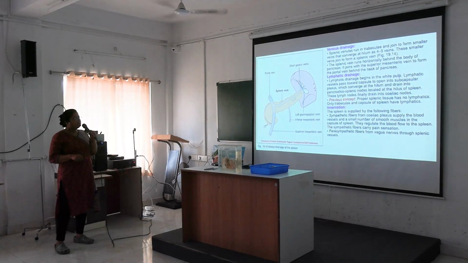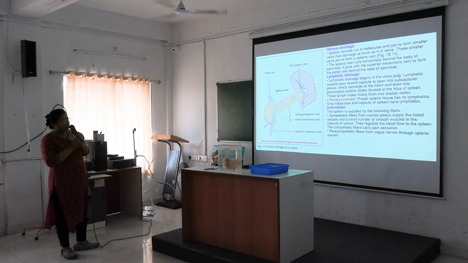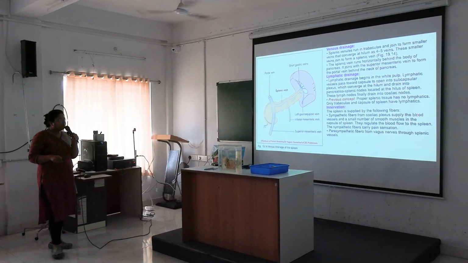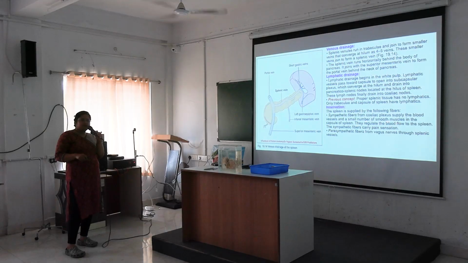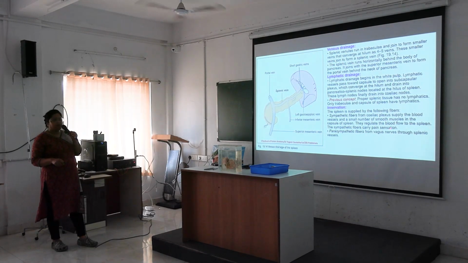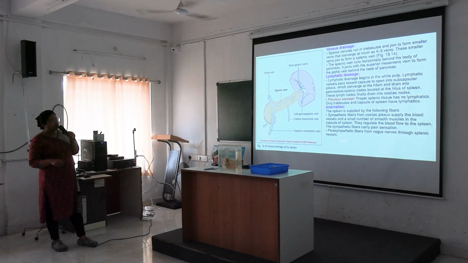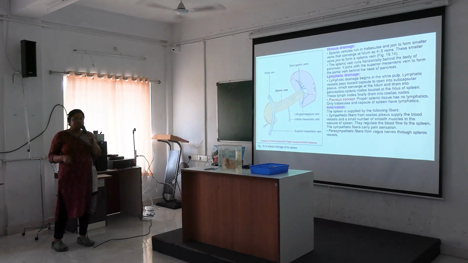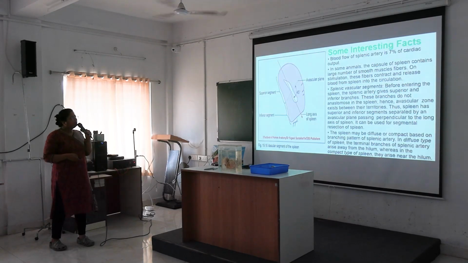Next, we are going to innervation. It is a viscera, so autonomic innervation is there, sympathetic and parasympathetic supply. Sympathetic fibers from the celiac plexus supply the blood vessels and a small number of smooth muscles in the capsule of the spleen, and they regulate the blood flow to the spleen. And the sympathetic fibers carry pain sensation, and parasympathetic fibers from vagus nerves pass along the splenic vessels and supply the spleen. That we have already discussed.